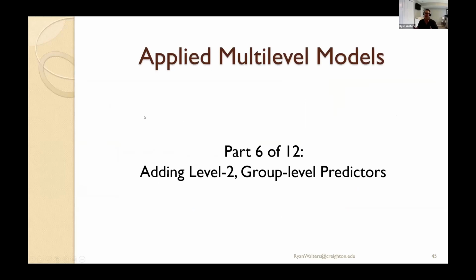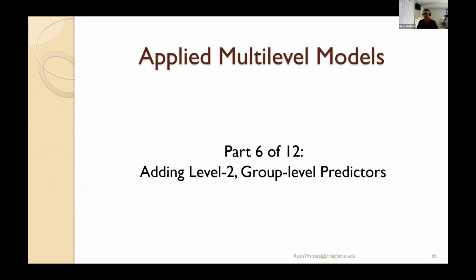Okay, the next thing we want to do. Because we have used a random intercept to quantify between group differences, we can now include state level things to explain those differences.